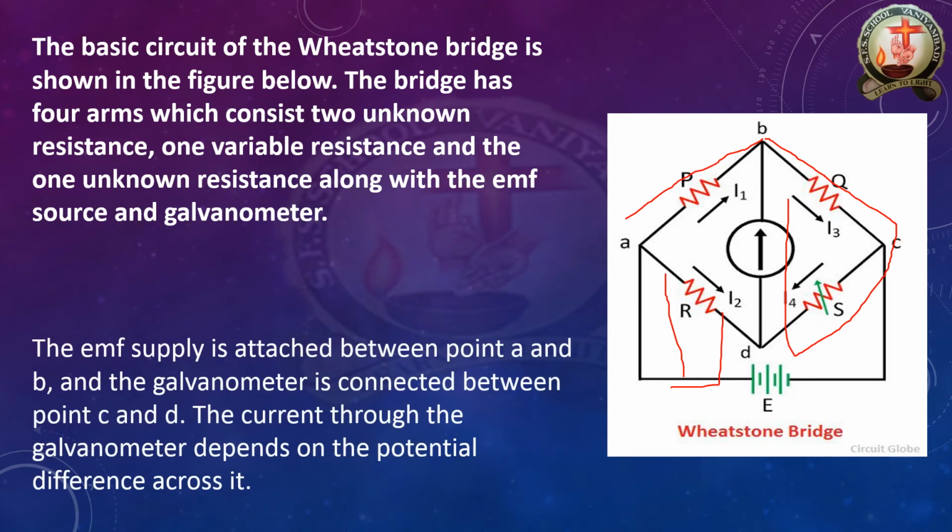So the EMF supply is attached between the points A and B, and a galvanometer is connected between the points C and D. The current through the galvanometer depends on the potential difference occurring. As we increase the voltage from here, the galvanometer gets deflected. So whatever deflection happens, with the help of S, I am going to nullify it. So finally, we can get the exact resistance of the electrolytic cell.